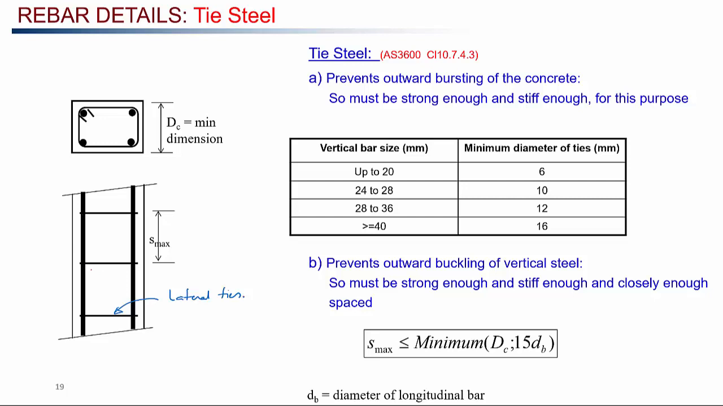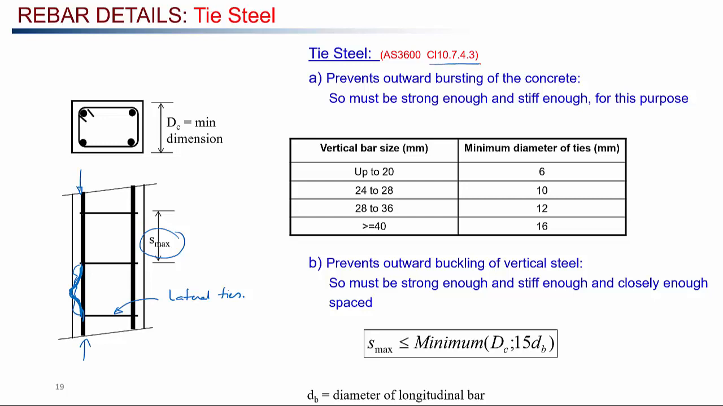Now if the distance between the lateral ties is too large, the longitudinal steel subjected to compressive stress can buckle out as well. So it can buckle out like this one, right? Because it is subject to compressive stress, it can buckle out like this. So we need to make sure that the lateral ties are within the specified maximum spacing, S max, so that the longitudinal reinforcement does not buckle.